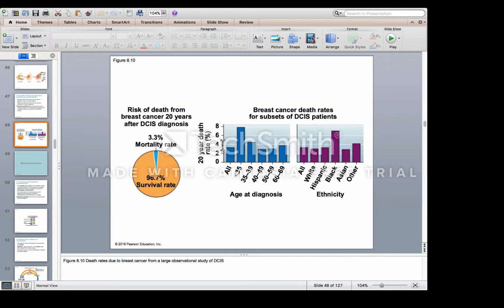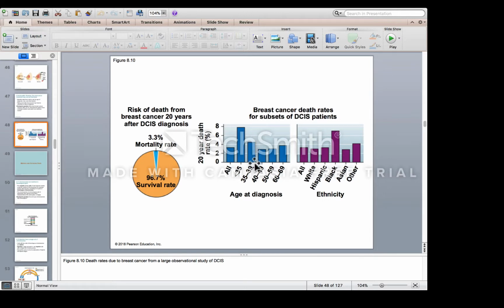All right, we could talk about cancer, you guys, all day long. It says here, the risk of death from breast cancer 20 years ago, after the overall diagnosis, was a 96.7% survival rate. There's a 3.5% mortality rate. As you take a look at different age ranges, you could see the survival percentages are greater for those who are younger, in their early 35s. You know, I'm in this category right here.